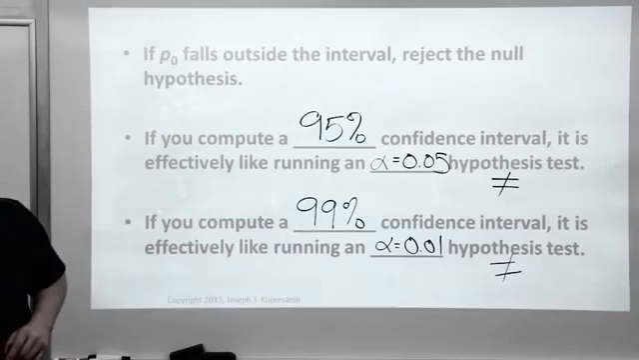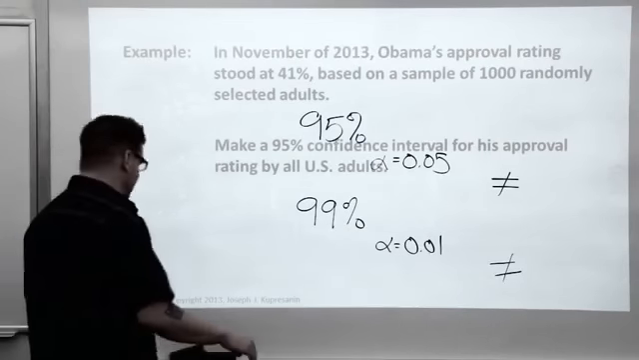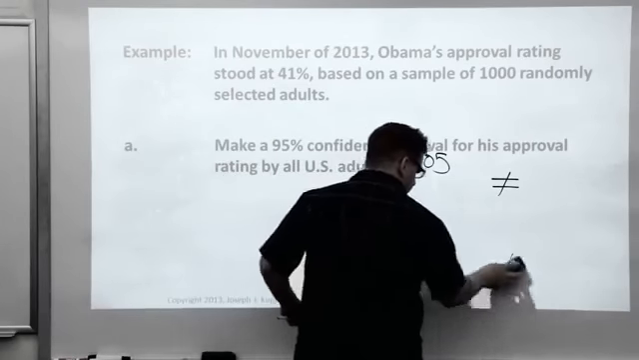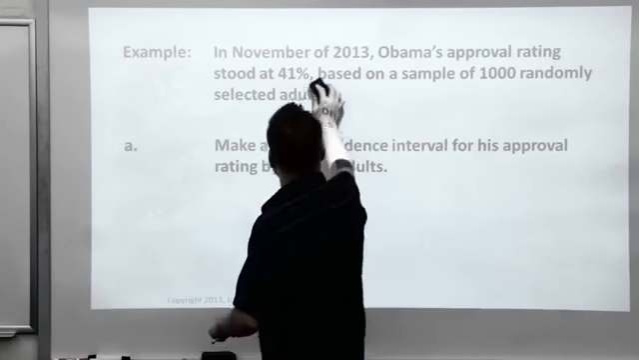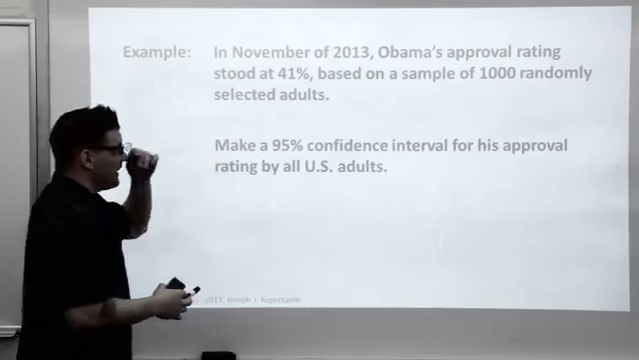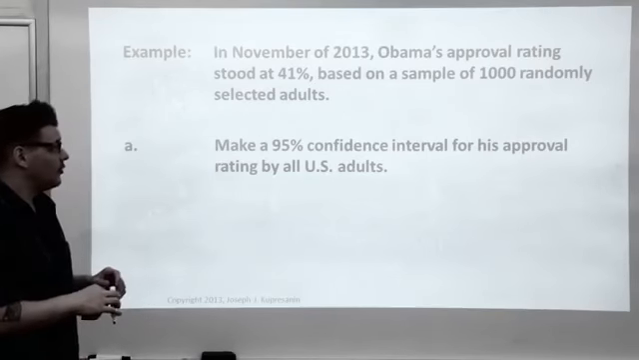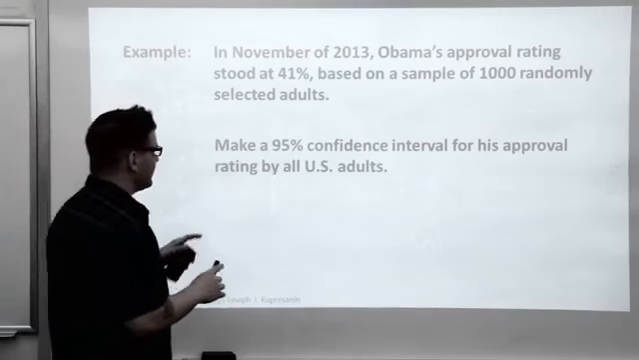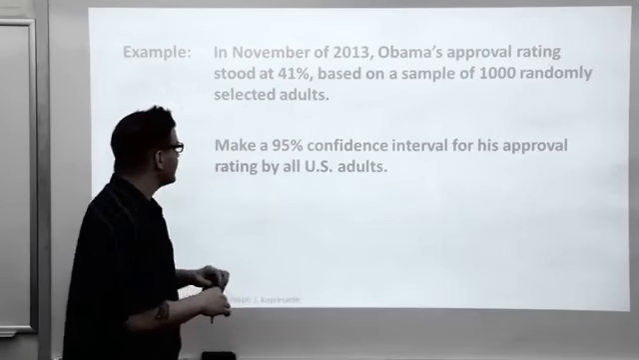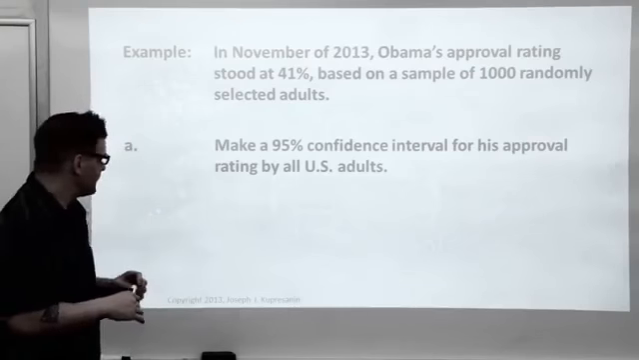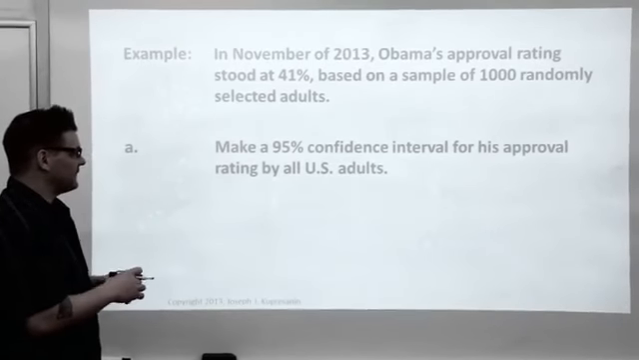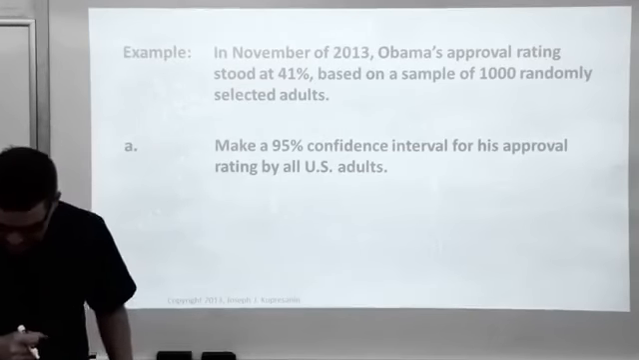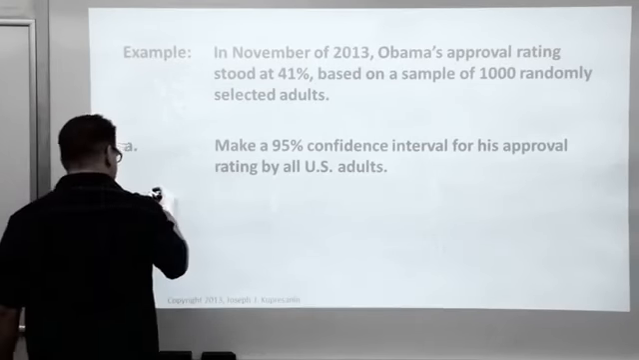Okay, so here's an example about President Obama at the bottom of this page. And let's get to it. Back in November of 2013, Obama's approval rating stood at 41% based on a sample of 1,000 randomly selected adults. Make a 95% confidence interval for his approval rating by all U.S. adults.